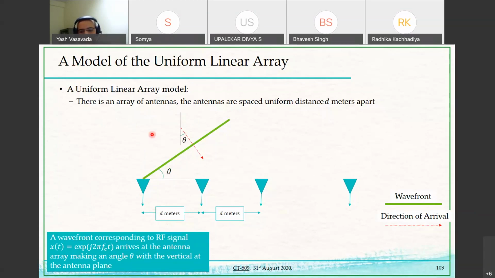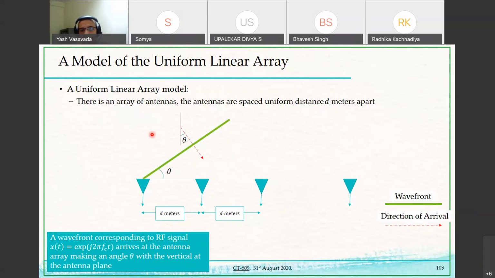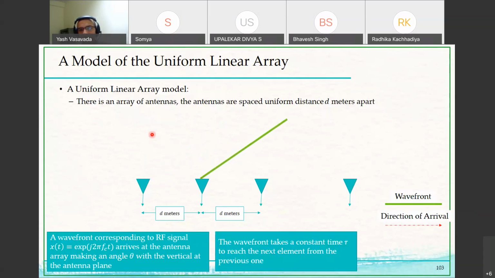And so what it is going to do is travel across this ULA. First it was here, then after some time, it will reach the second antenna element. Then after some other time, it will reach the third antenna element, and eventually it will fly by the linear array. Because the distances are the same, the time that this wavefront takes to go from the first to the second antenna is the same as it takes to go from the second to the third antenna. And so that time is sometimes denoted as this tau value.